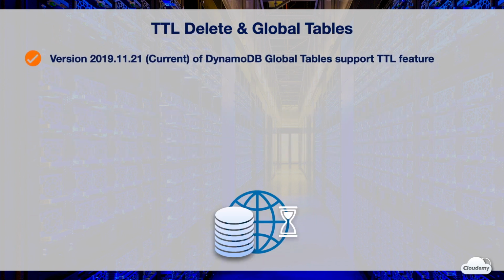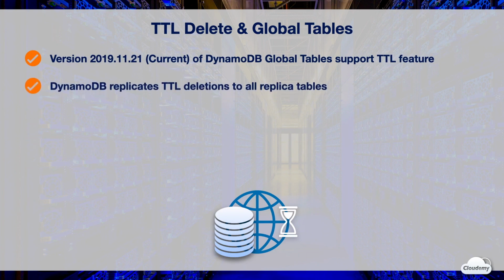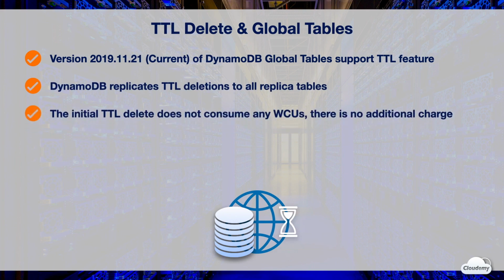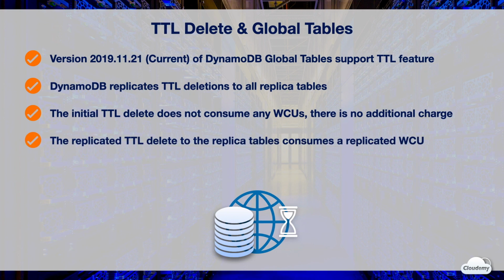The current version 2019 of DynamoDB Global Tables supports the TTL feature. DynamoDB replicates deletions triggered by TTL to all replica tables. The initial TTL delete doesn't consume any WCUs in the region where the TTL expiry has occurred. However, the replicated TTL delete consumes a replicated WCU with the provisioned capacity, or consumes write request units with the on-demand capacity.